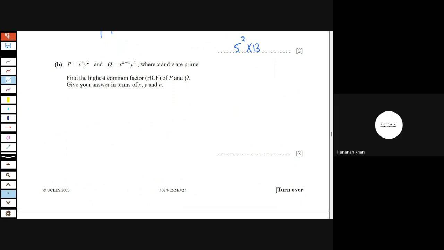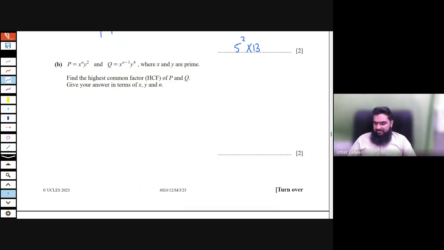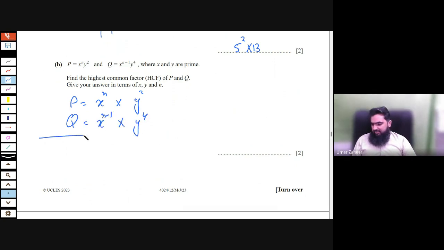No, sir. Now we have p = x^n y^2 and q = x^(n-1) y^4. Find the highest common factor of p and q. So we have p = x^n multiplied by y^2, and q = x^(n-1) y^4. I'm just writing in that specific format. We have to find the highest common factor, so we will take the lowest power, right?